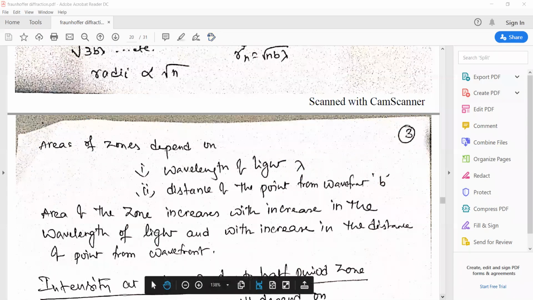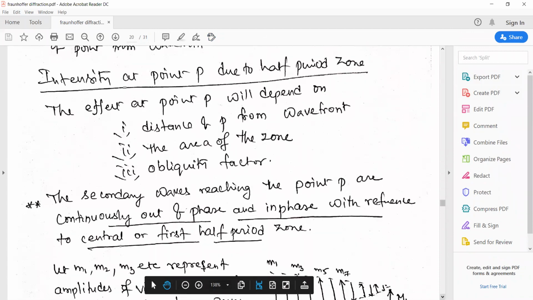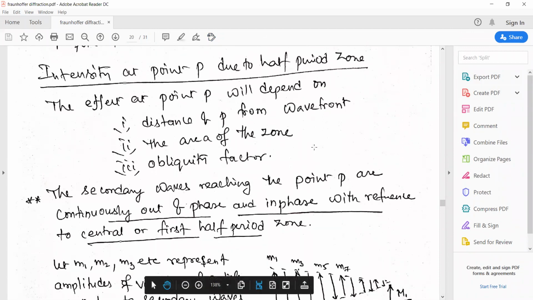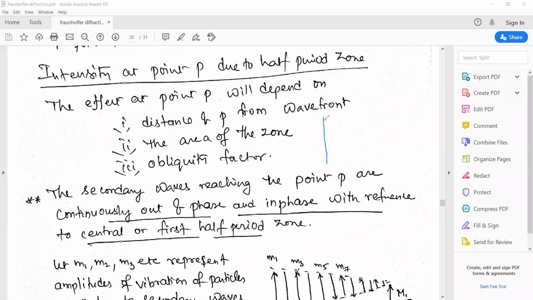So coming to the intensity, the intensity factor mostly depends on three points. So this is a wavefront, on which there are circular zones, Fresnel half period zones, and point P. The first point is that intensity depends on different factors. First, how much distance it is from the planar wavefront, that is one point it will depend on. And what is the area of the zone? It will also depend on the area.